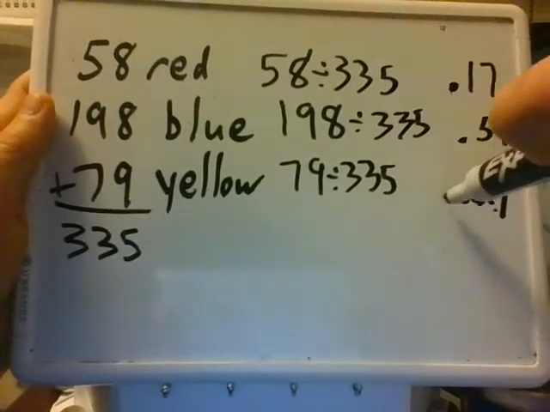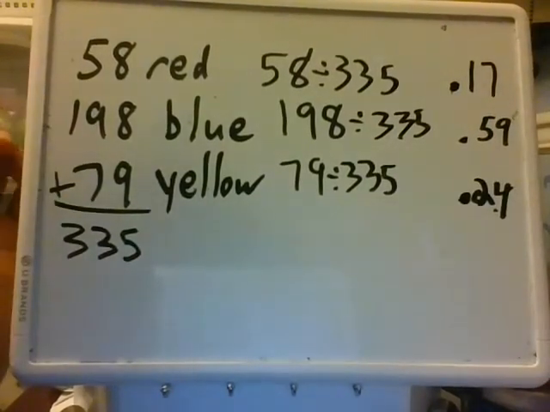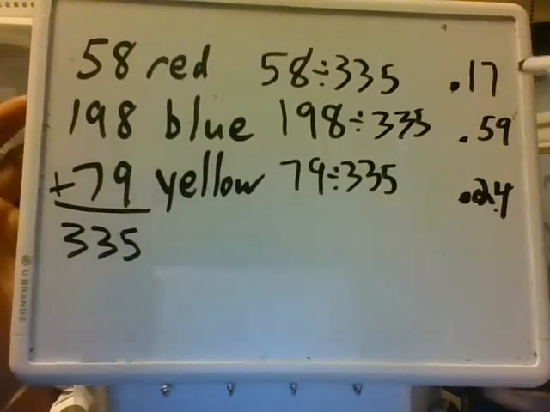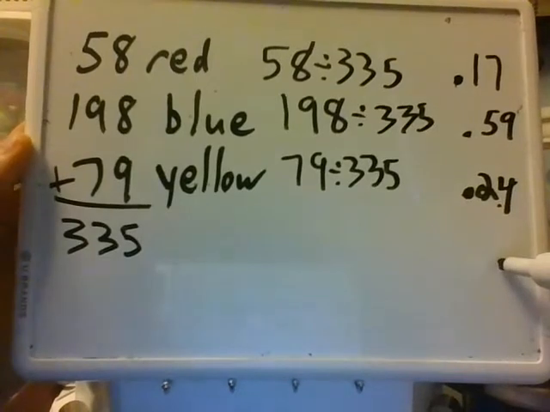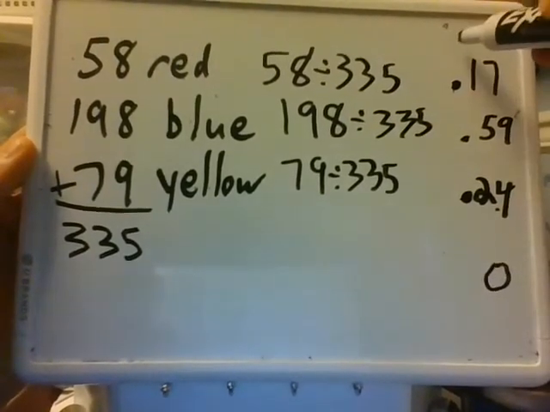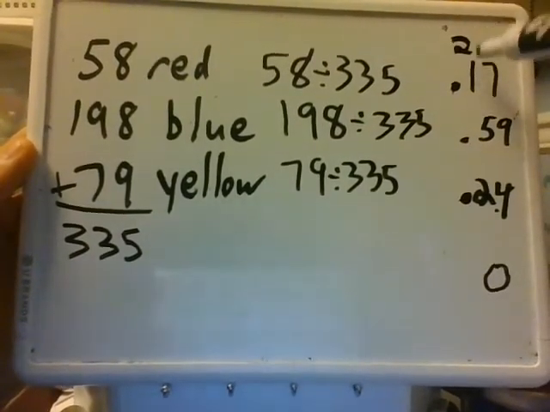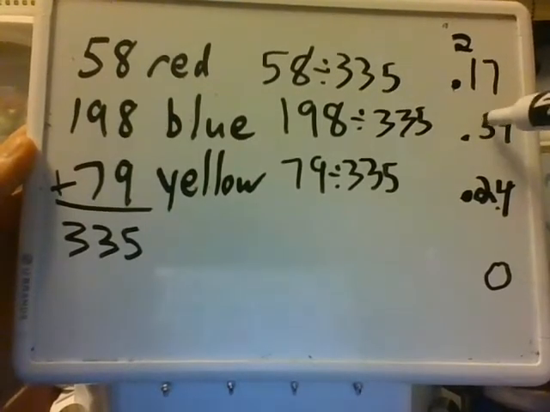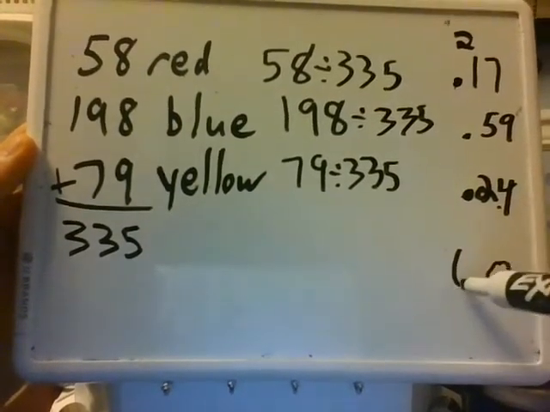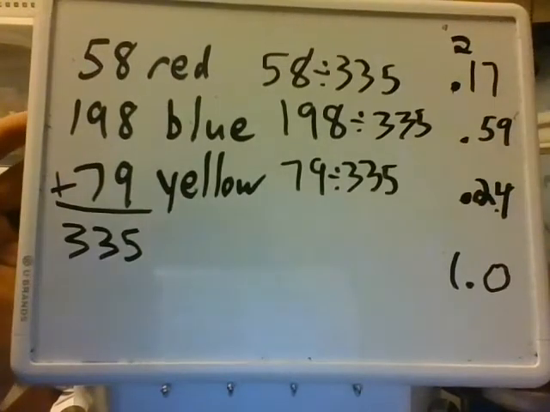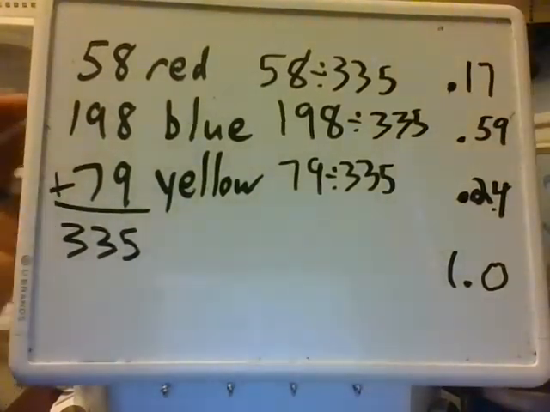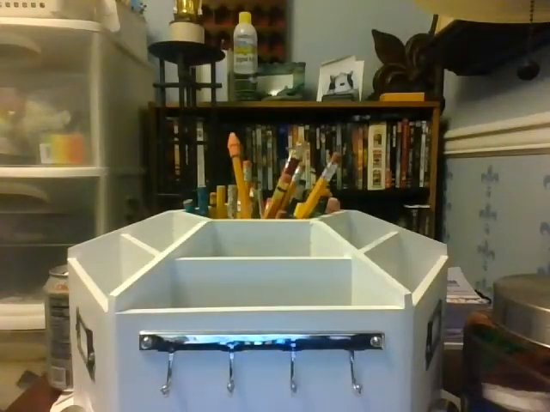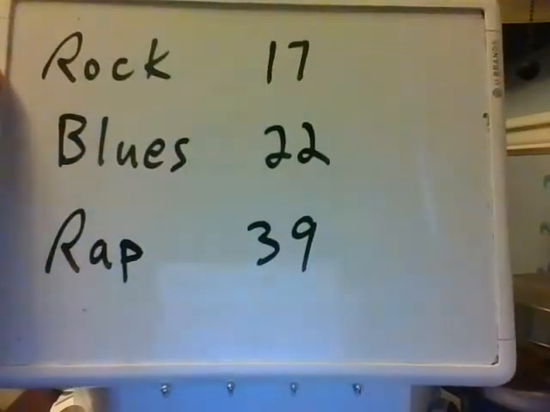Now, last thing, add those together to make sure they equal 1. Then you know you're right. 7 and 9 is 16, and 4 is 20, so it's a 0, carry the 2, and the rest adds up to 1.0. You can do that in your calculator. You just add those up: 1.0. So these are correct: 0.17, 0.59, 0.24.